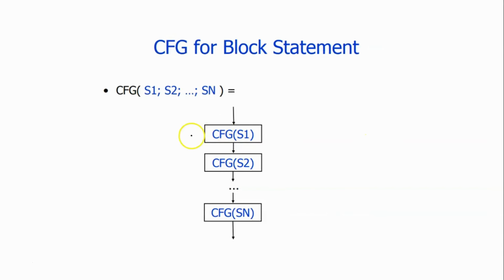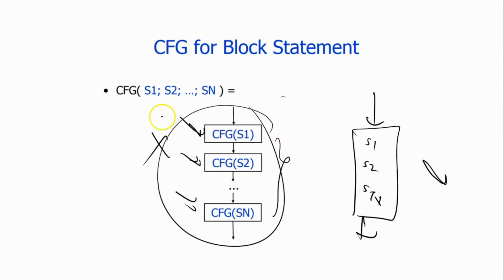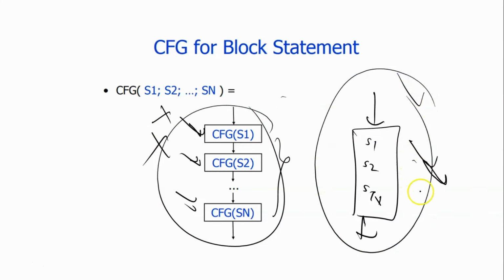For example, let's assume you have statements S1, S2, Sn. These are normal statements, not branching statements, not looping statements. Then you can either make this type of CFG, or you can make this type of CFG where you just make one node. So this is the efficient CFG, this is the inefficient CFG. In the further slides we will see this. In your exam you should make it like this.